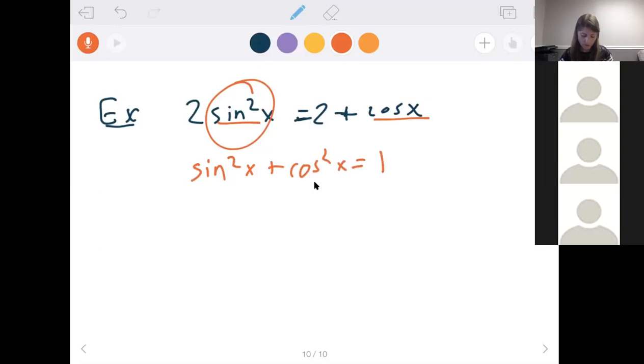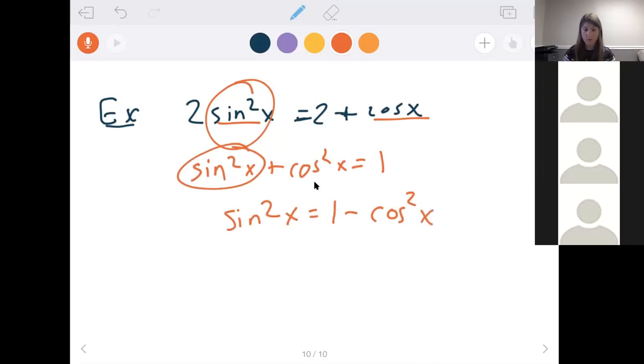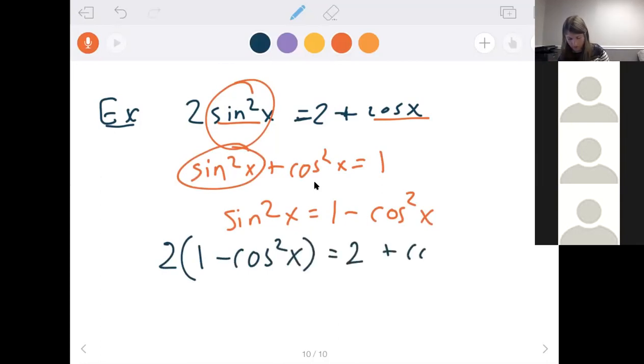So if I want to replace sine squared, I always know it's true, because this is an identity, that sine squared equals 1 minus cosine squared x. So if you're solving this by hand, this allows you to plug in. And now everything has cosine. Let's take it one step further, and then we'll go on and look at a variation.